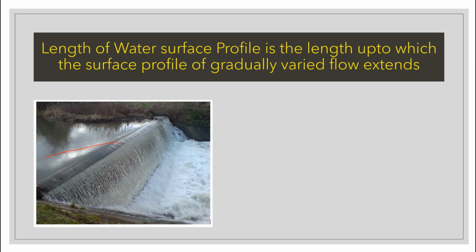So see in this picture we have constructed a weir where the river was flowing with a steep slope, and due to this construction of the weir the water surface profile develops, and we have to find out the length of this water surface profile from the normal depth to the highest depth of water surface profile. For that we have to integrate the gradually varied flow equation. Integrating the gradually varied flow equation will give you the length of water surface profile.